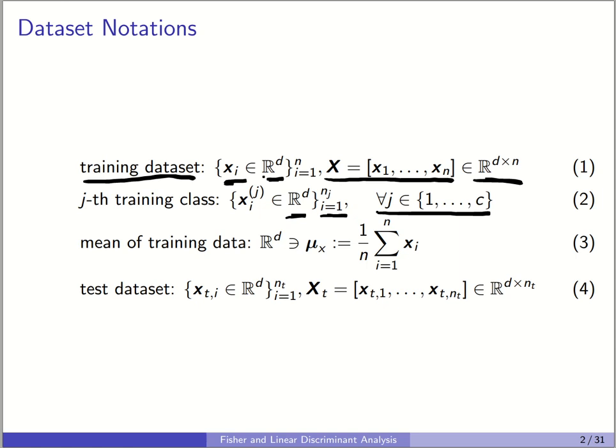The mean of training data, we show by mu x or mu, which is the average of data points. We also have a test or out-of-sample data set, which is not used for training the projection matrix in Fisher discriminant analysis, and we call it xti, the ith test point in the test data set. We assume we have nt test data points, and we put them column-wise and call them X capital T, which is a d by nt matrix.